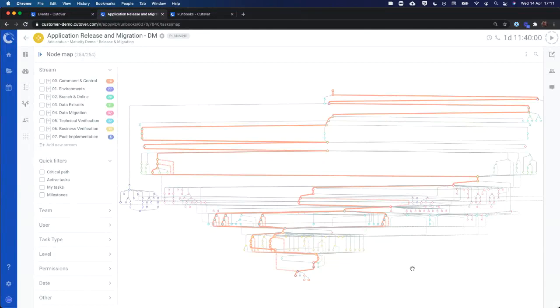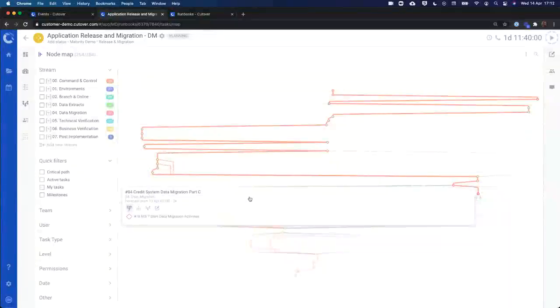And just to reiterate, this is dynamic as well. So when you're in execution, if tasks that are currently not on the critical path are going to impact the end of the runbook, then they'll dynamically fall in and the line will get redrawn to encompass them as well. Now, this is an interactive node map, so you can zoom in, zoom out. You can click on the individual nodes and view the details of the task. You can also edit in this view as well if you need to.